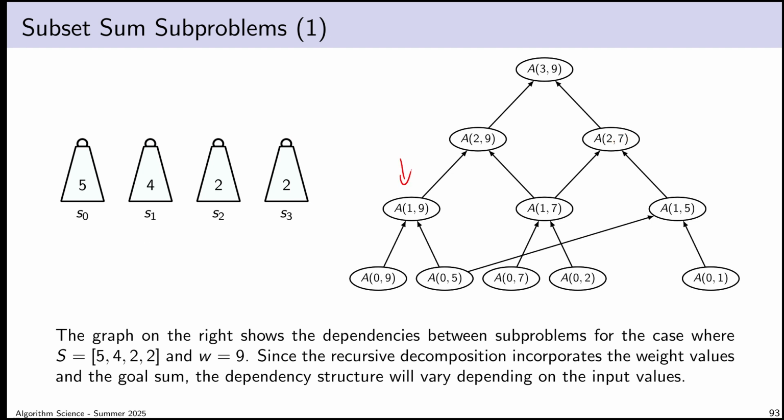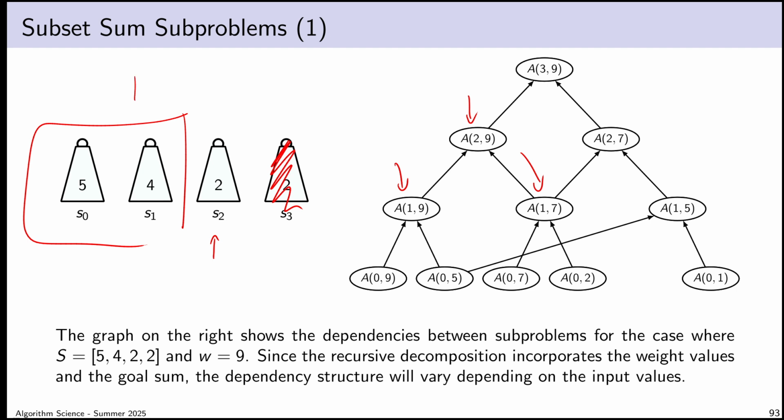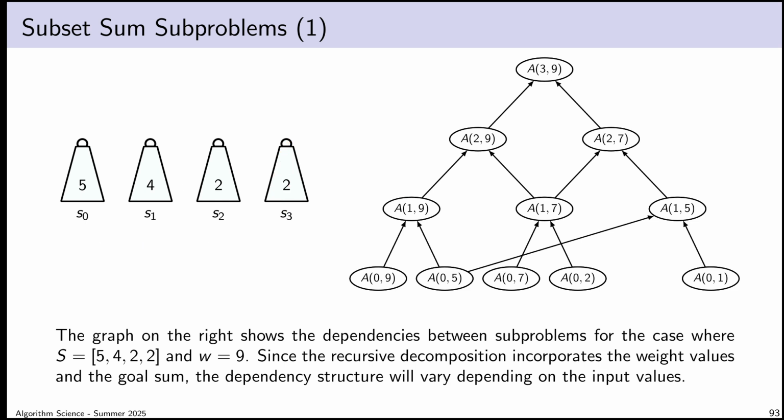Okay, and then below that I've got A(1,9). So if I'm trying to solve A(2,9), S3 is out of the question here. My choice is either that S2 is out, in which case I want to form a subset of size 9 using weights S0 and S1, or S2 is in, in which case I want to form a subset that adds to 7 using only S0 and S1. So hopefully you can see where I got all of these subproblems in the graph.